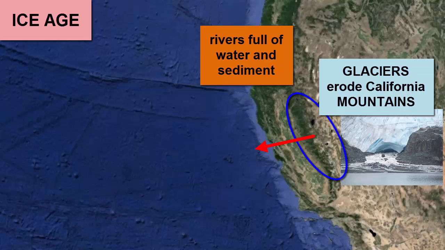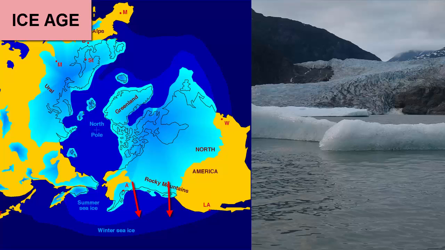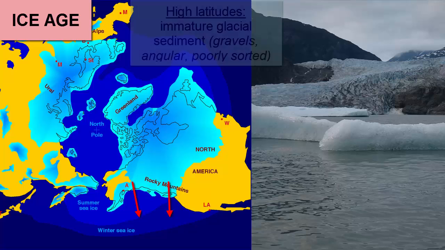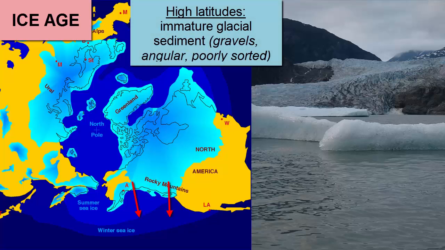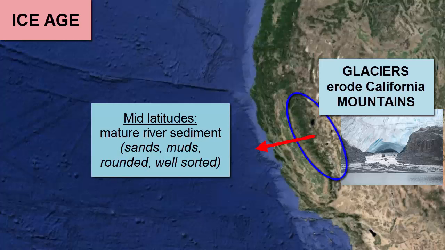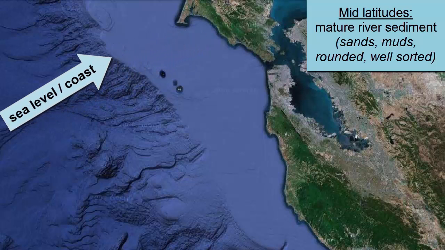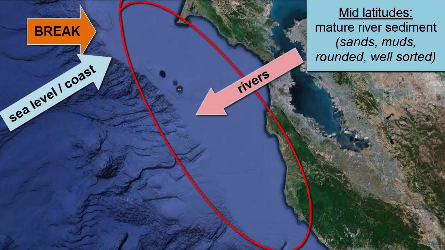Increased glacial activity on land during an ice age will bring more sediment to the margins, and in areas closer to the poles, these sediments will consist of large, angular, immature material carried by glaciers, and then sea ice. In the mid-latitudes, where glacial ice was present only in the mountains, rivers have a higher amount of water and sediment. Sea level drops as water is trapped on land in glaciers. The new coastline moves out toward the edge of the continental shelf, or break. The area exposed can be covered by huge amounts of delta sediments and sands.